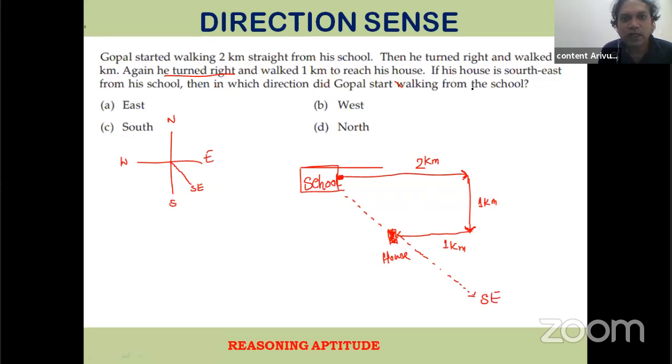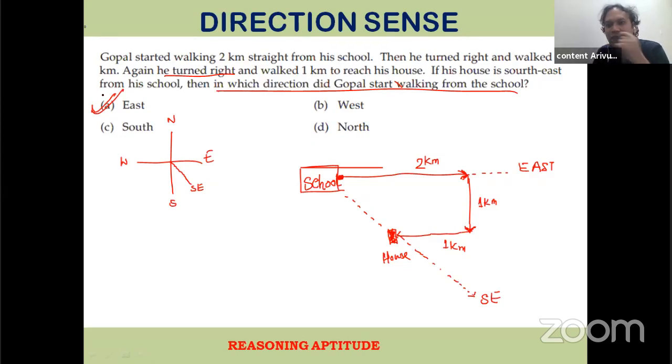So in which direction did Gopal start walking from his school? He started walking in the east direction. Started walking in which direction? East direction. So the answer will be A. With a little basic understanding of north, south, east, west, and a little practice with these questions, make a diagram and solve. You'll start getting the answers.